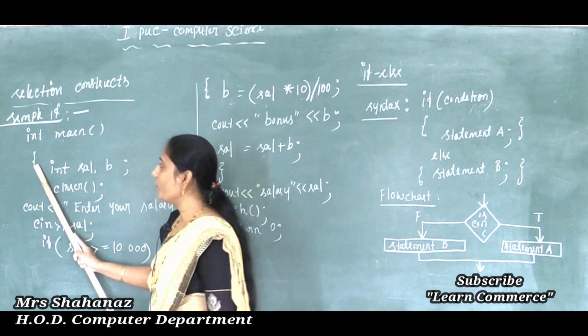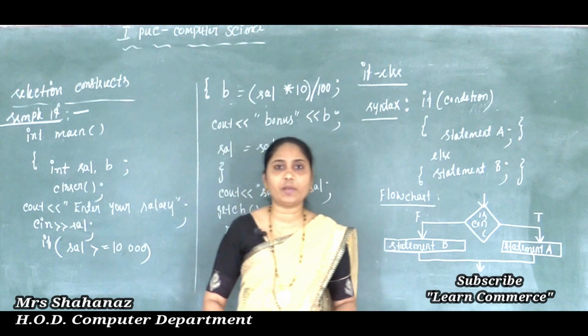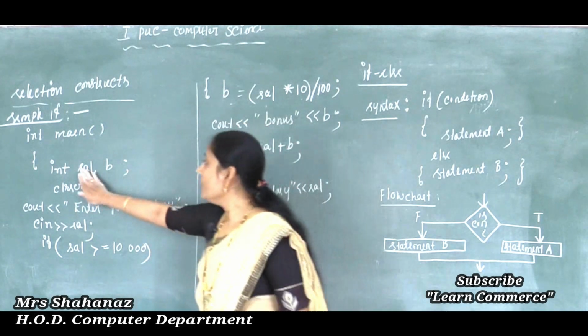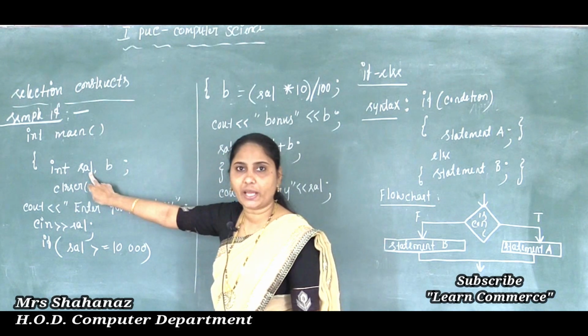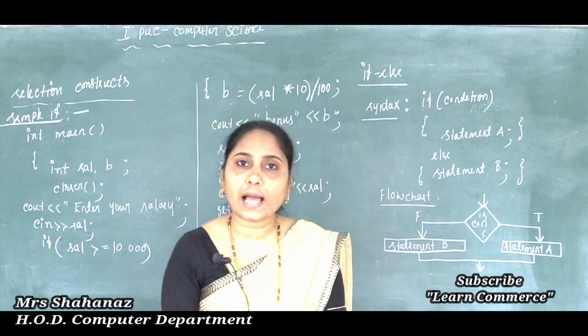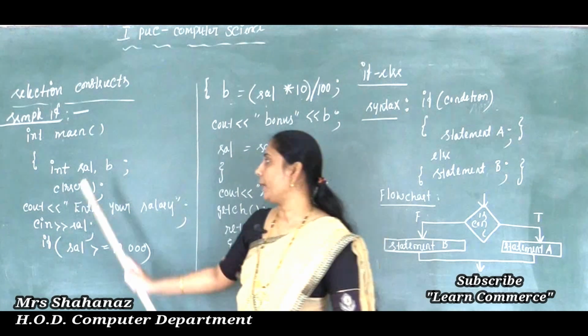Now opening the flower bracket, here some variables are there, and I completed such variables by using the data type for sal and b. So sal means the salary, any variable name we can use, and b is equal to the bonus, and both sal and b I completed by using the data type. The data type is int.